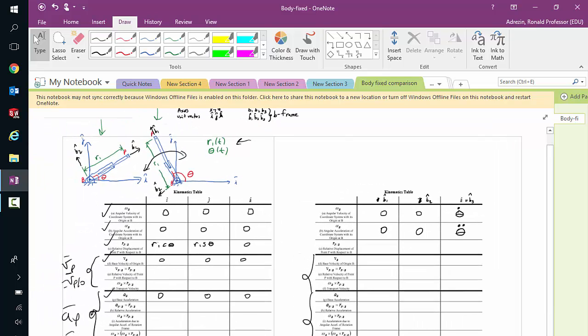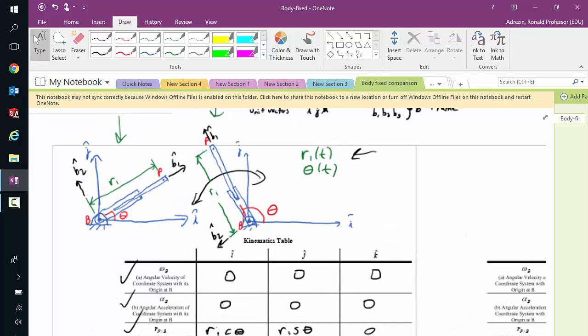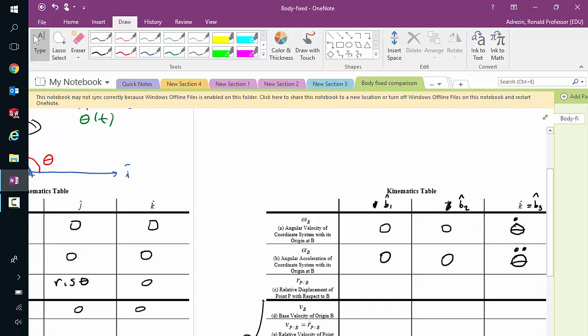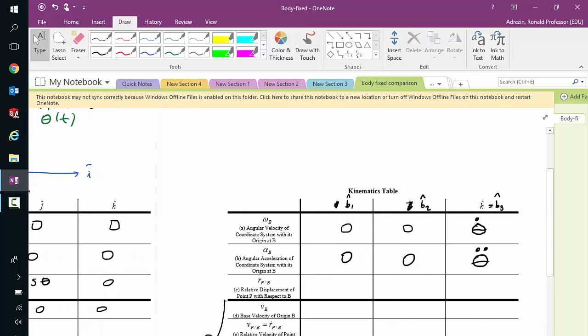My displacement vector from B to P, I'll do that in red, just as a reminder, is this. Looking at the other drawing, it is this. So written in terms of B1, what is it? Simply R1 in the B1 direction. That's it. Some people like to write R1 of t, it's optional, just so they remember that it stretches.